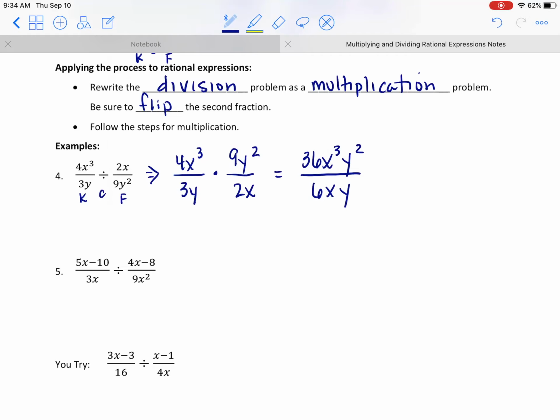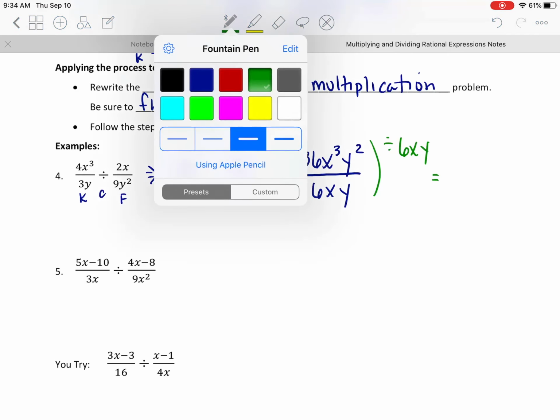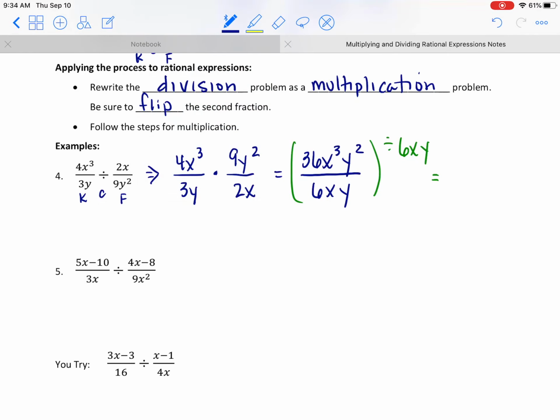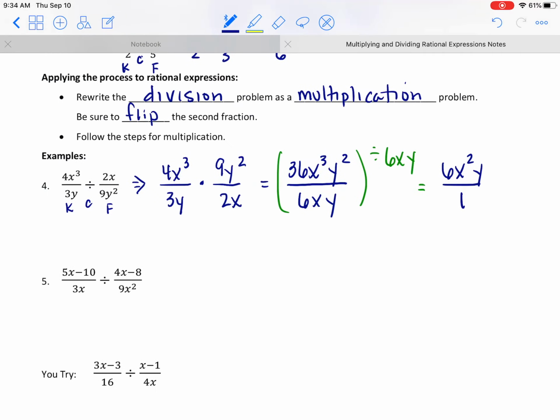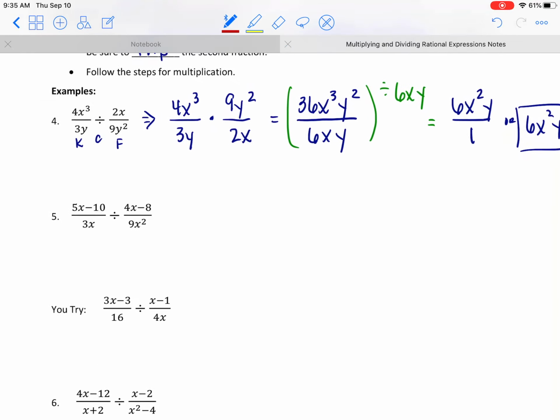And now I can reduce. I can actually divide on this one, but what do these two terms that are remaining have in common? Well, they're both divisible by a 6 and an x and a y. And so we're going to end up with 6x squared y on the top, and then just a 1 on the bottom, which doesn't have to be there. So we can just make this a 6x squared y for our answer. Okay? Not so bad.